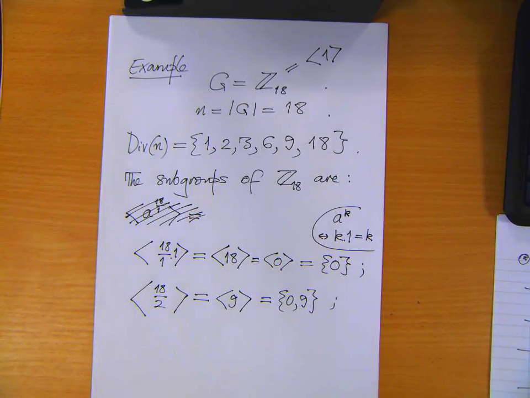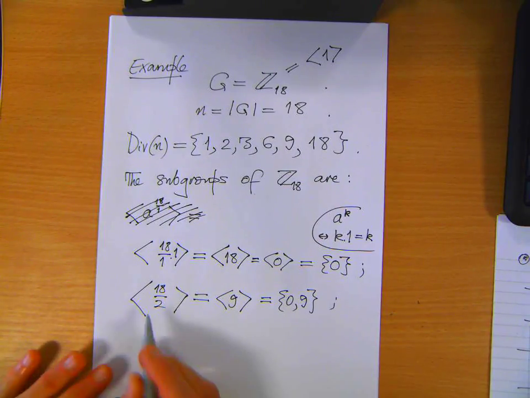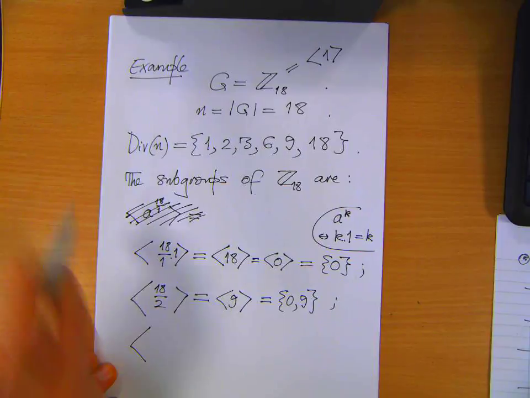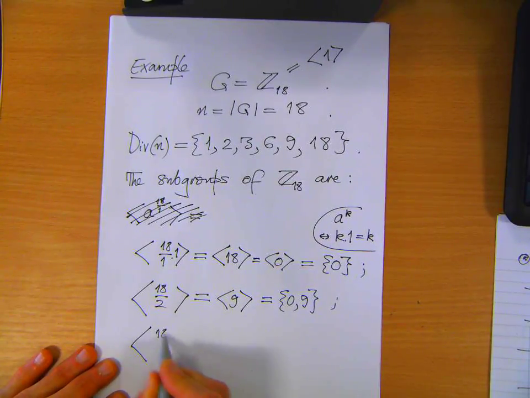So the subgroup generated by 9 has 2 elements, and that was to be expected because of the 2 here. Okay? And so far, we've only got one generator for the two cyclic subgroups. So this one is generated by 0, and this one is generated by 9 only. The next divisor is 3.